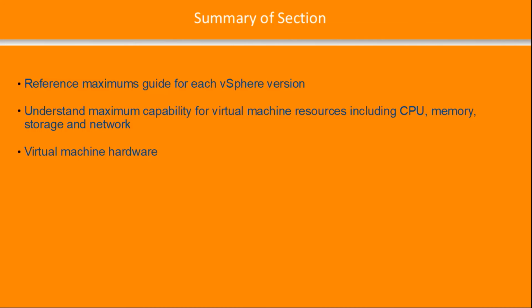A quick summary of this video: always reference the maximums guide for each version of vSphere that you are deploying to understand its capability. Understand the maximum capability for virtual machine resources including CPU, memory, storage and network. And in addition, the virtual machine hardware should be upgraded to match that version and provide that capability.